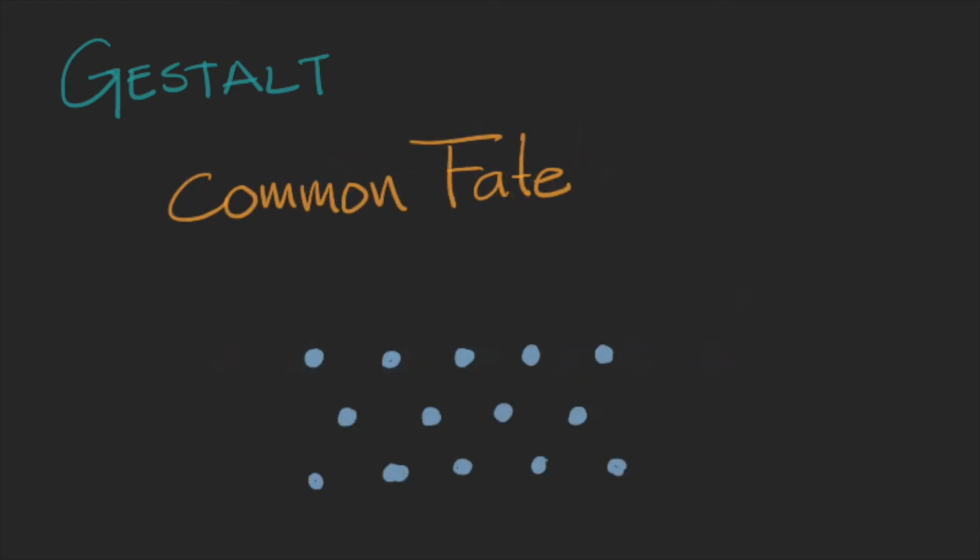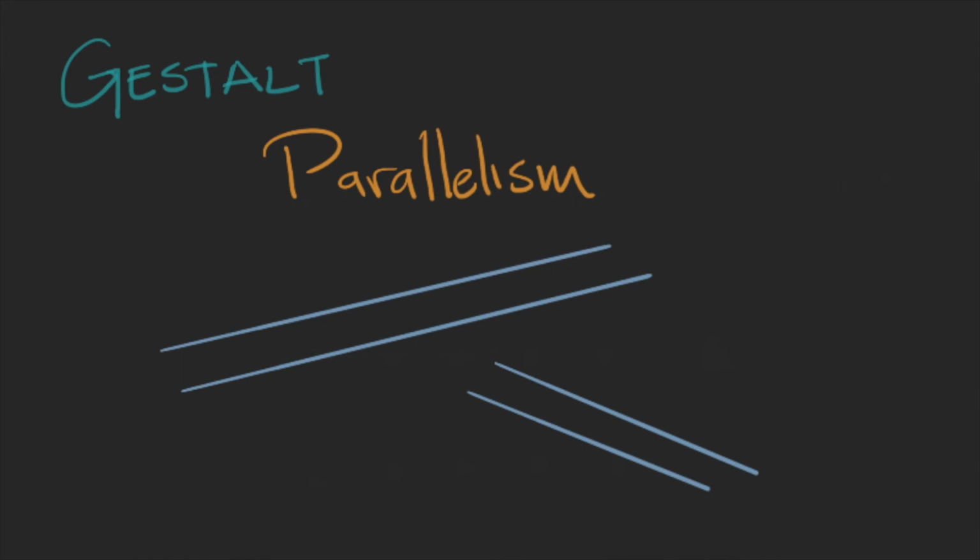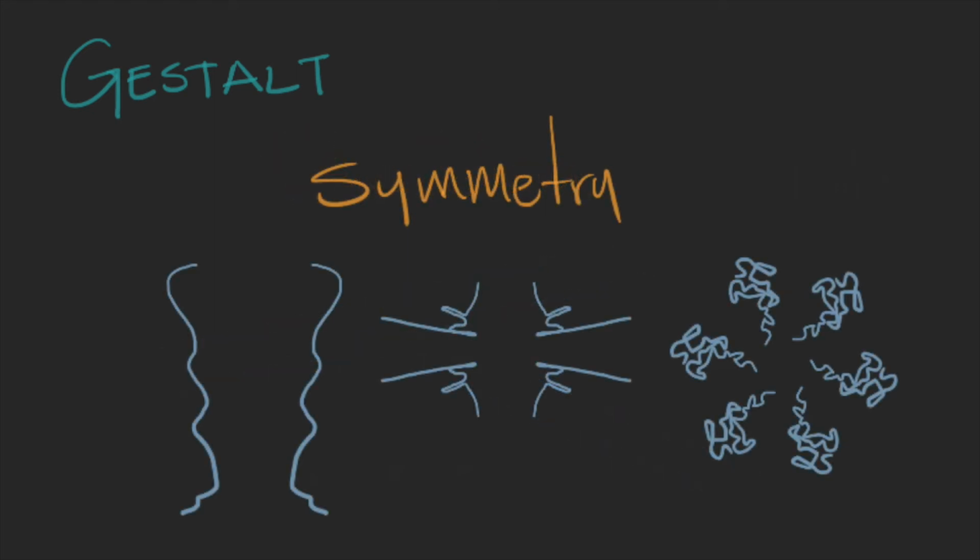Common fate. Tokens that have a coherent motion will be grouped together. Common region. Tokens that lie inside the same closed region tend to be grouped together. This also applies if there is any way of connection between tokens. Parallelism. Lines, curves, or tokens that lay next to each other in a parallel way will be grouped together. Symmetry. Curves that lead to symmetric groups are grouped together. This can be lines or objects, as long as we can see some symmetric shape.